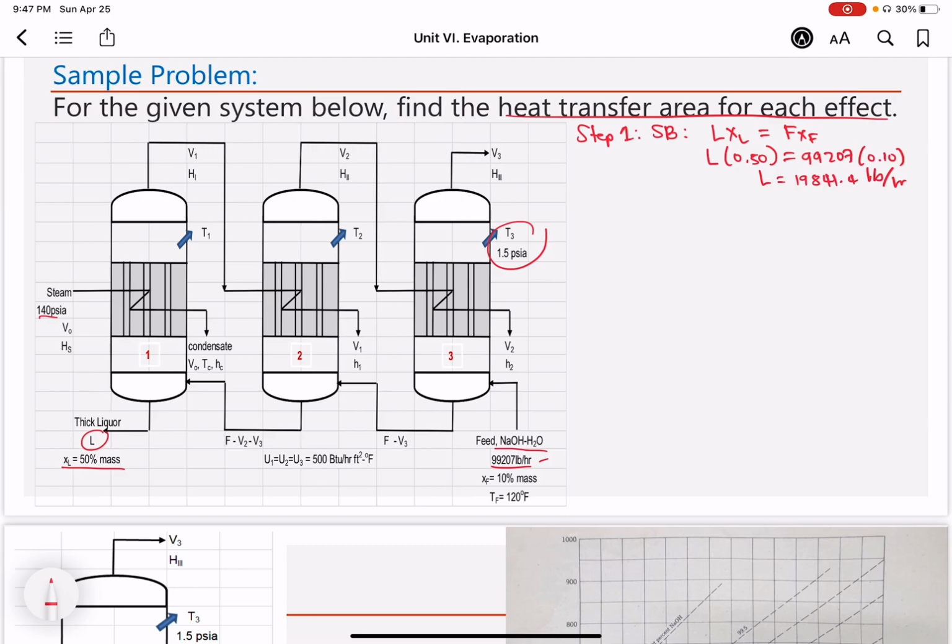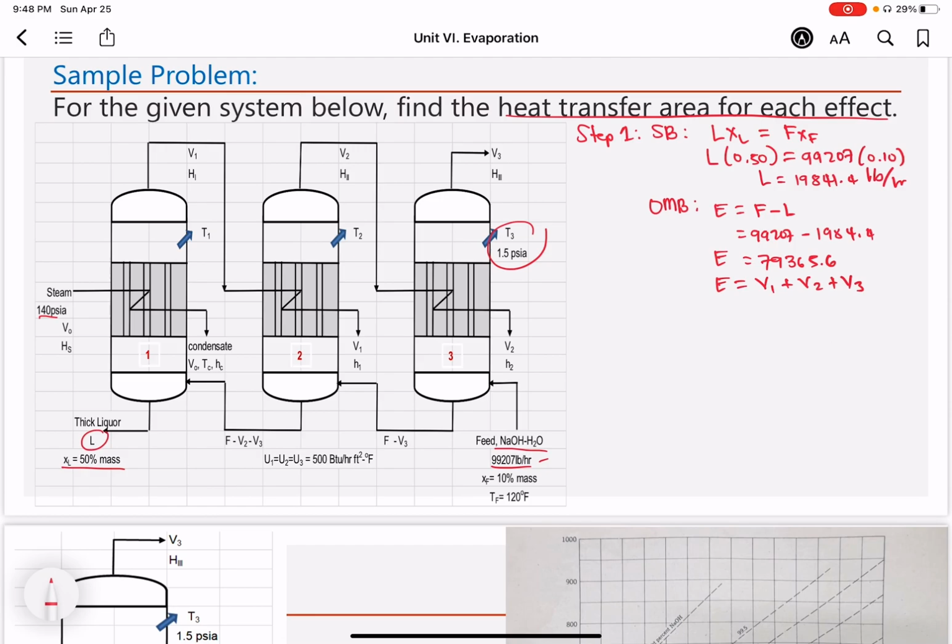Now, before step 2, I'll still use the overall material balance. That is E is equivalent to the feed minus L. And that is 99207 minus L, which is 19841.4, and that's basically around 79365.6. Take note that this E is actually equivalent to V1 plus V2 plus V sub 3.